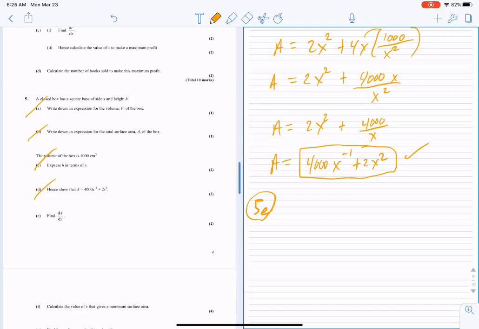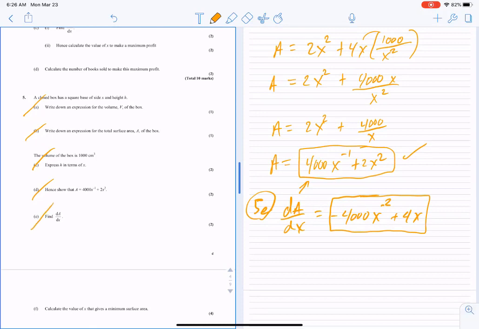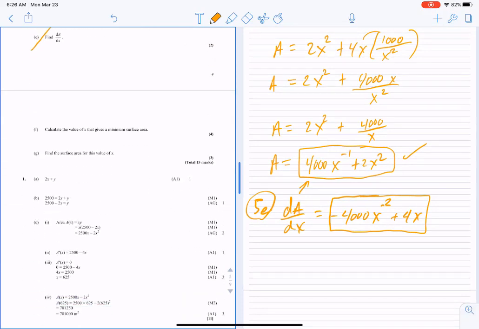So they want to optimize the surface area of this box. We're going to basically take the derivative of A, the derivative of A with respect to x. We have that function right above it, and we're going to use that. So this is going to be negative 4,000 x to the power of negative 2 plus 4x. Okay, that's it. That's the answer for that one. And then that's part E. Let's move on to F.